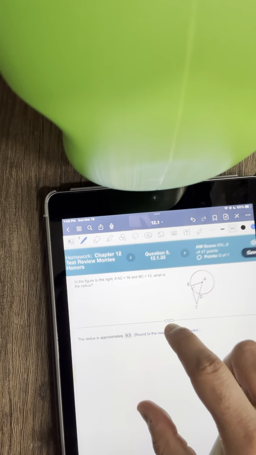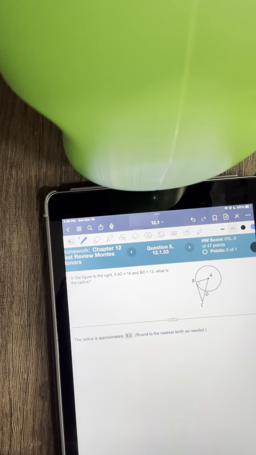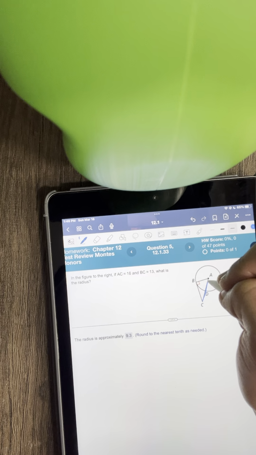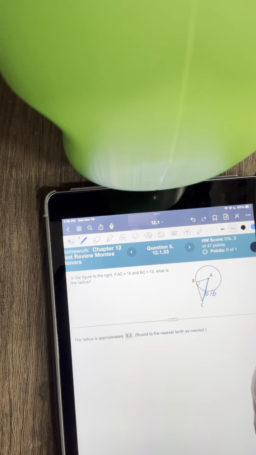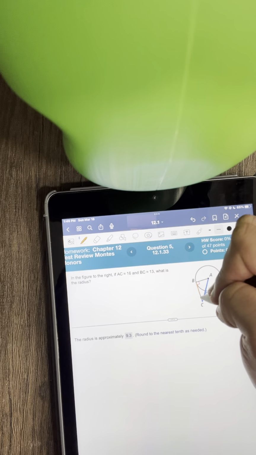So now, in the figure to the right, if AC is 16, okay, so let's write that. Let's write AC is 16. So all this is 16. We can color code it. BC is 13.